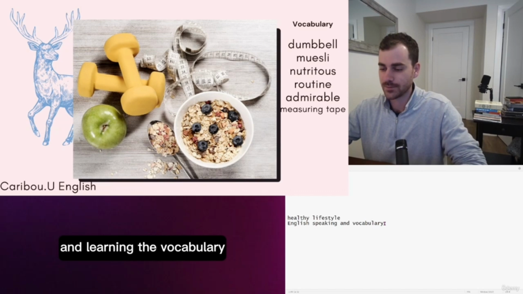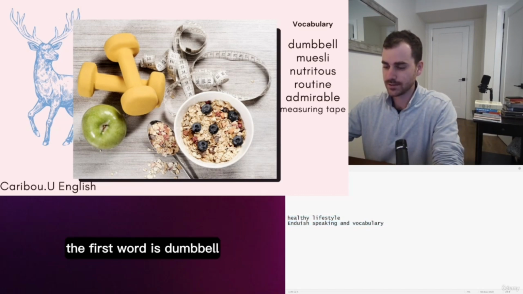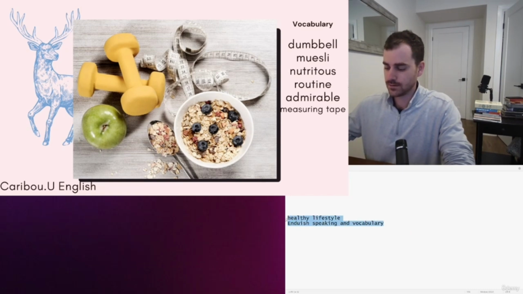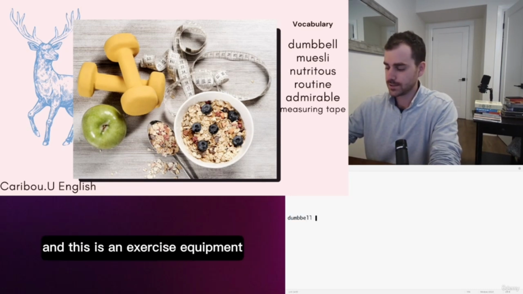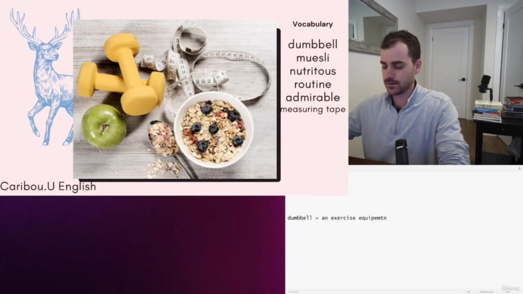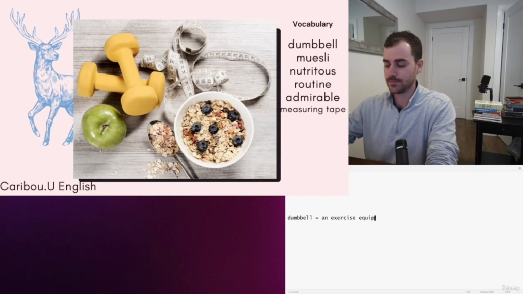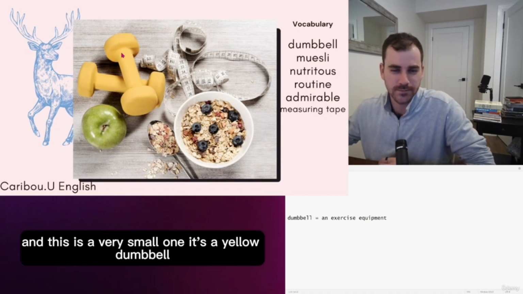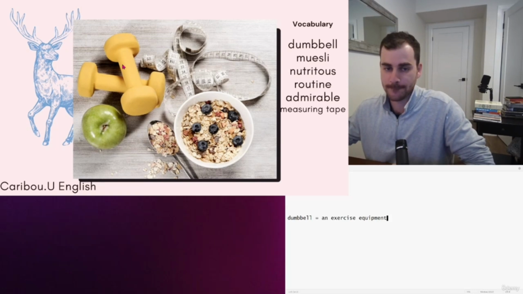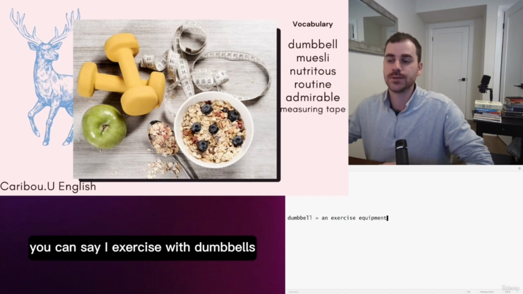And learning the vocabulary. The first word is dumbbell. And this is exercise equipment. You can see it at the gym. And this is a very small one. It's a yellow dumbbell. You can say, I exercise with dumbbells.